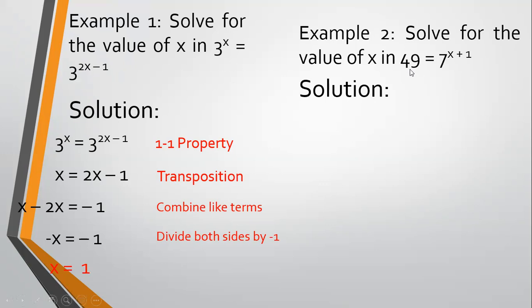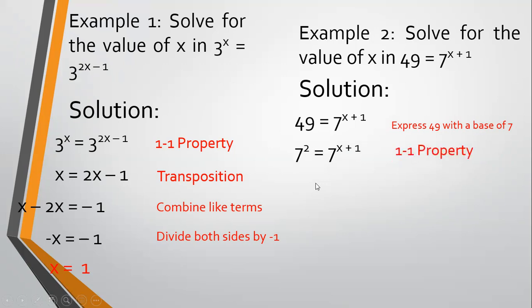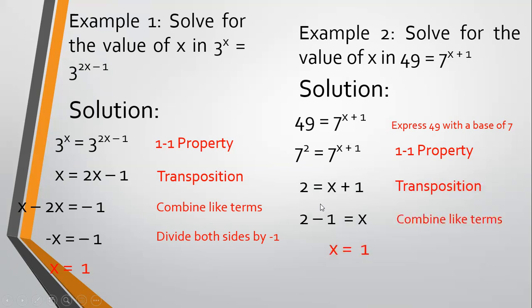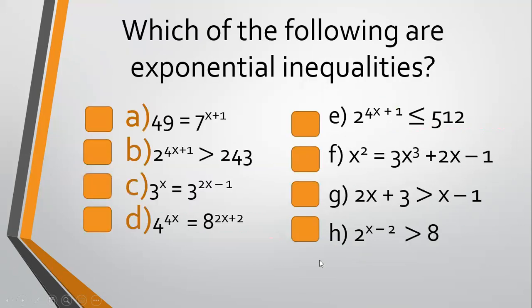Okay, let's have this one. With our second example, as you can see, in the exponential equation, the bases on each side of the equation are not yet in the one-to-one property. 49 can be written with a base of 7. So we know that 7 squared is equal to 49. In doing that, we will arrive at its one-to-one property. So just putting down the exponents, we have 2 equals x plus 1. Then by transposition of the constant, we will get x equals 1. Very easy.